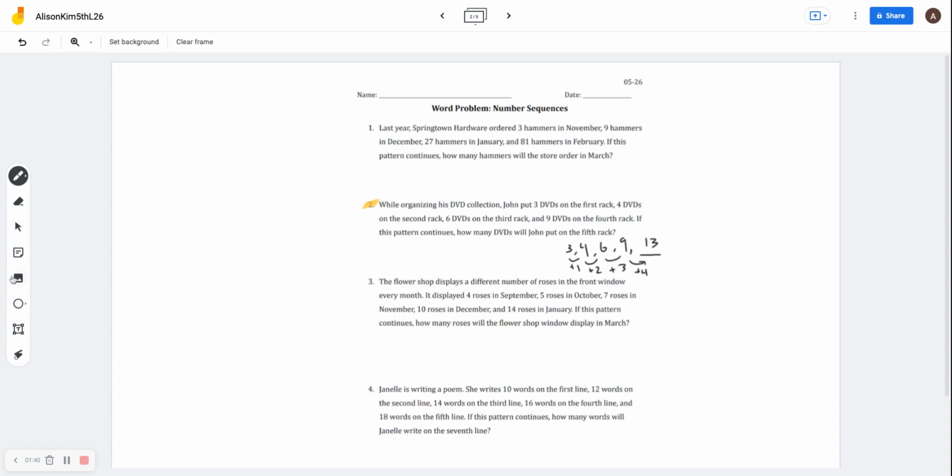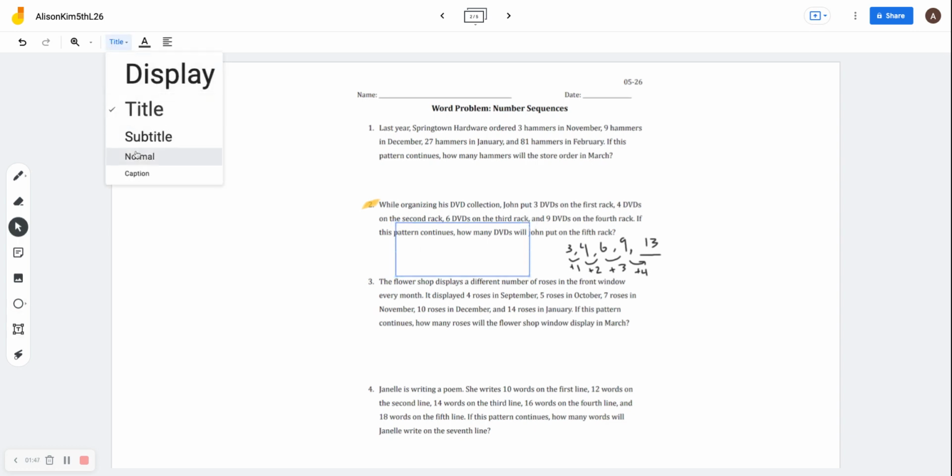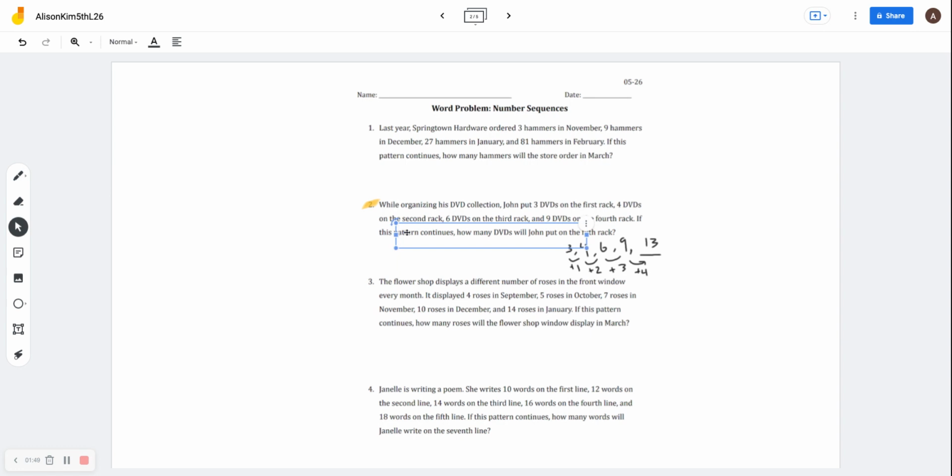So John would put 13 DVDs. Since this is a word problem, we have to label it with units. So we're going to put 13 DVDs, and that should be your answer. For this one, it's going to be like a review from last week, where you have to look for a similar pattern between the numbers given.